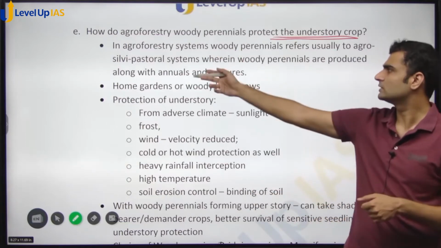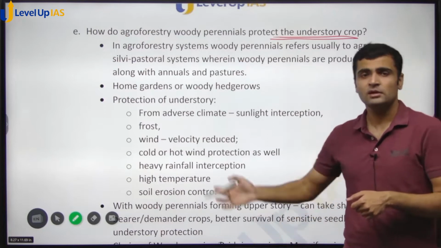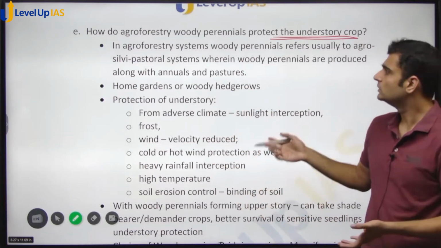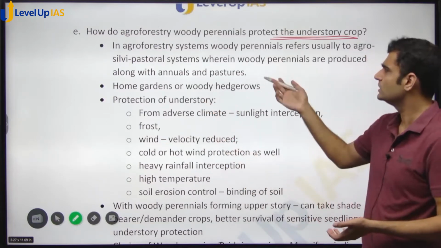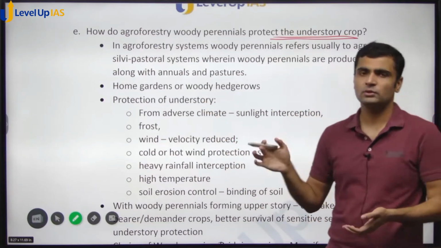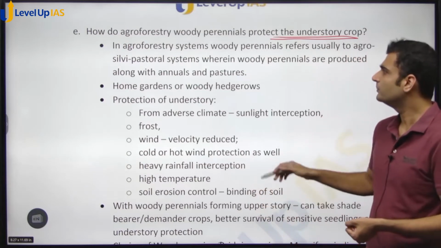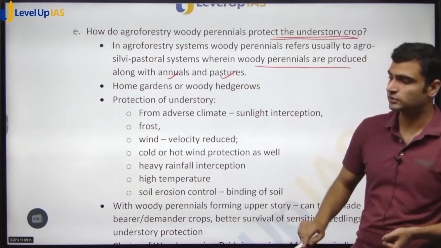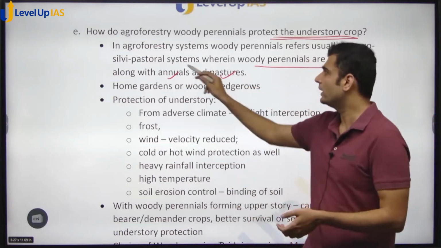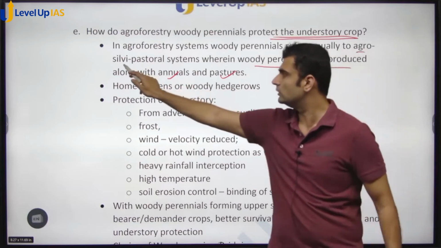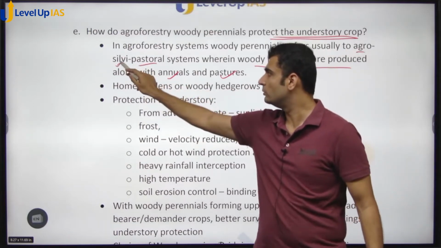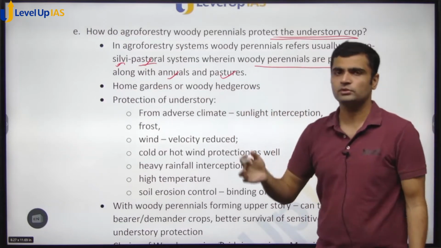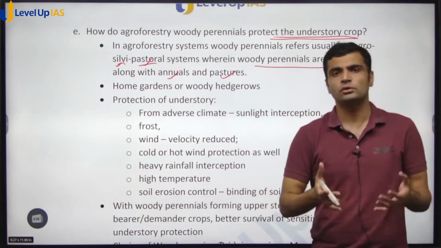Directly the answer is there in many standard books. But since the question is about agroforestry woody perennials, we will introduce what these agroforestry woody perennials are in the introduction itself. In agroforestry, these are basically agro-silvopastoral systems wherein woody perennials are produced along with annuals and pastures. So since this is an agro-silvopastoral system, there are woody perennials, then there are pastorals, and there are annual agricultural crops. All of them are produced together.